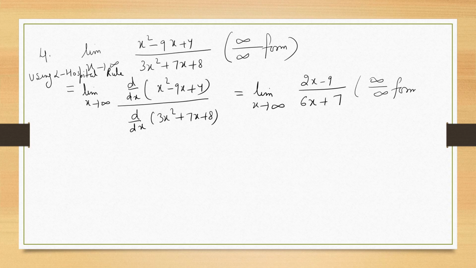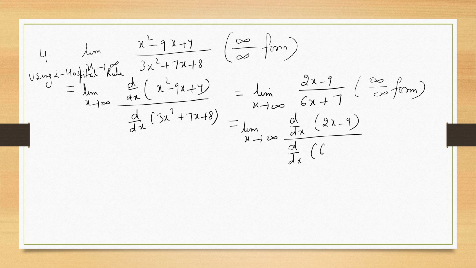So again I can apply L'Hospital's rule. I need to take the derivative of the numerator divided by the derivative of my denominator 6x + 7. So it is limit x approaches infinity, this becomes 2, the derivative of 9 is 0, and this is 6, which is free from any x. So directly the answer will be 2 by 6, which is 1 by 3.